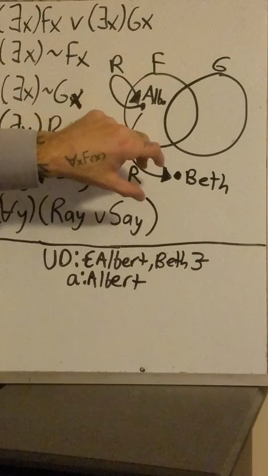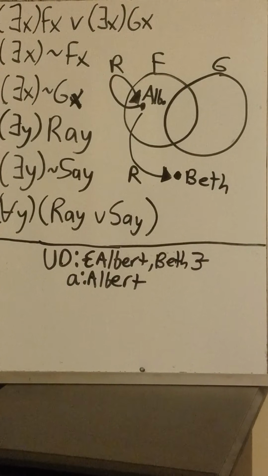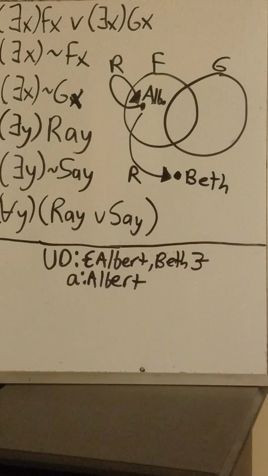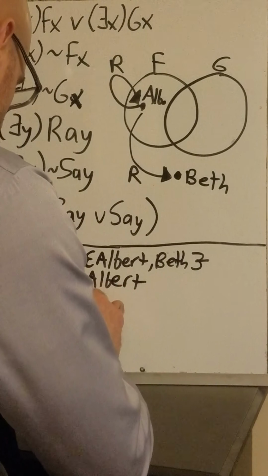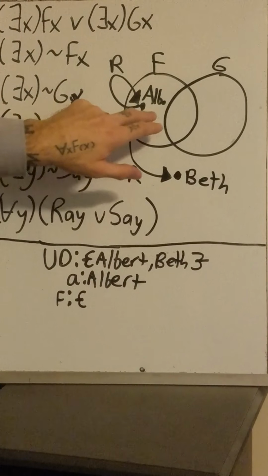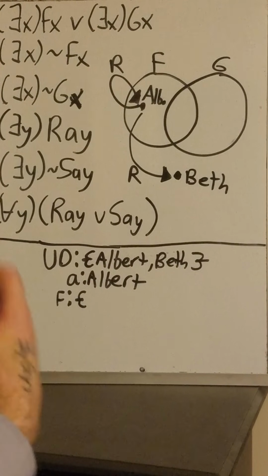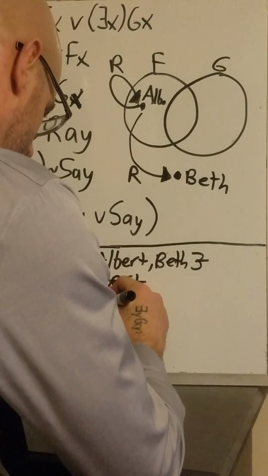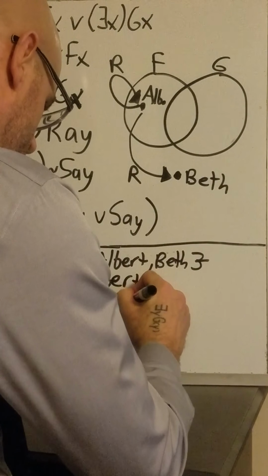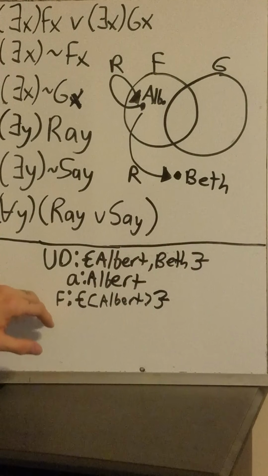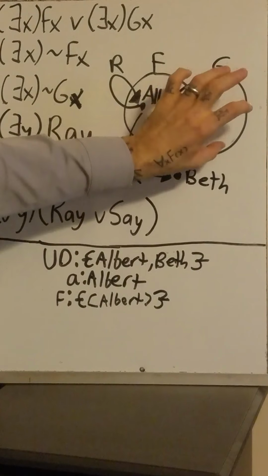Now we just need to describe the extensions of these predicates, okay? And we have four this time. We have two one-place ones, F and G, and two two-place, R and S. So what's the extension of F? It's Albert, so it needs one tuple with one thing in it, Albert. And there we go, that's the extension of F. Now, what about G? G's empty.